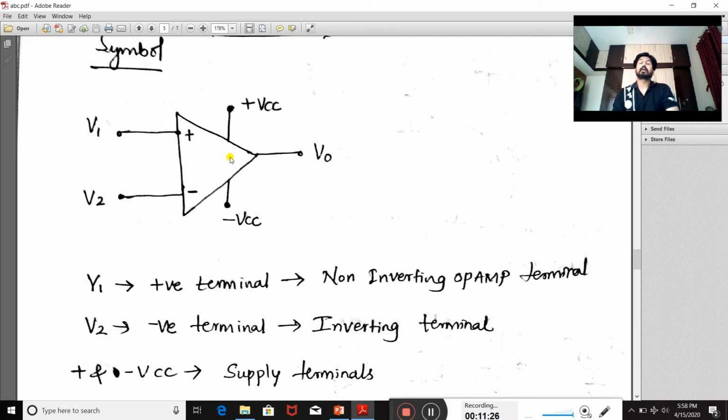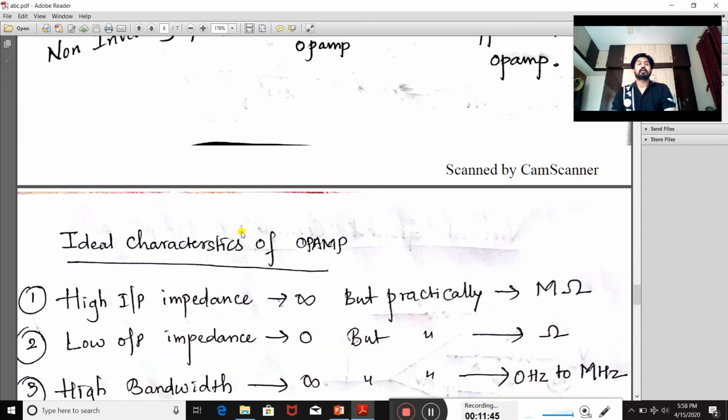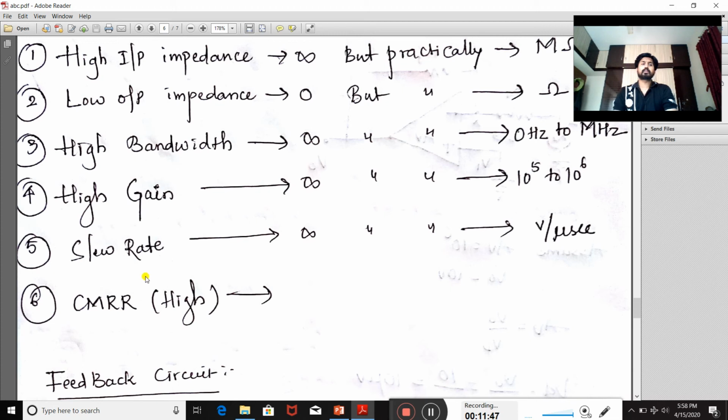When we speak of the voltage gain of an amplifier as 100, 200, 1000, like that, we call that a very high value. Now here it is in terms of 10 raised to 6, lakhs together, so it is a very high operational amplifier gain. Along with that, two other characteristics, slew rate and CMRR, should both be high.